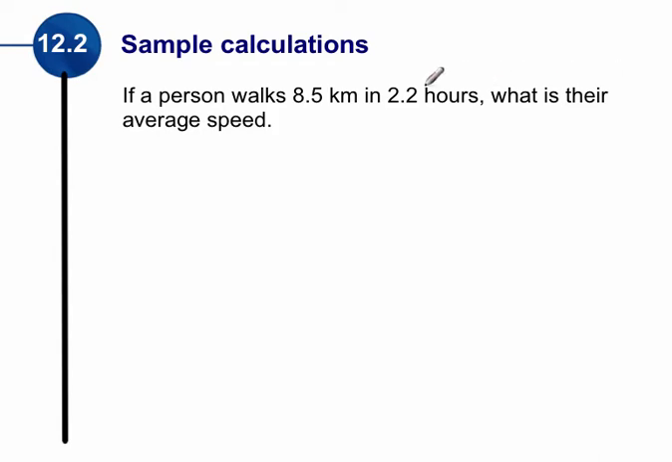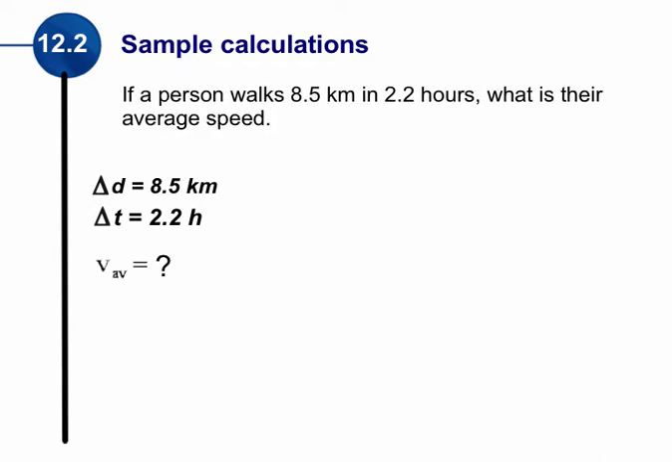Again, we always want to start with what given information do we have. We have something in kilometers, which is our delta D, 8.5 kilometers. We have something in hours, which represents our delta T, our time. And the question is, what is the average speed? So V average is what we're trying to find.